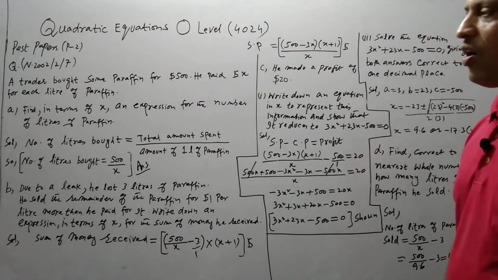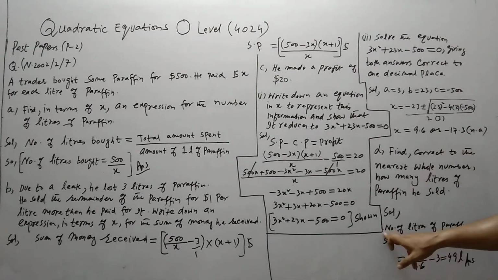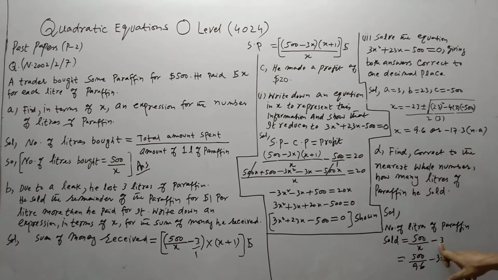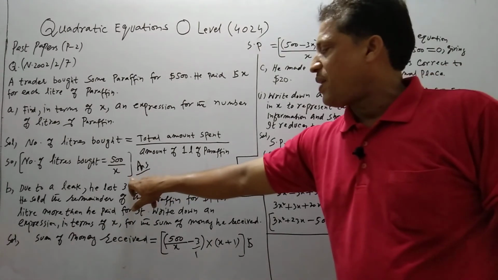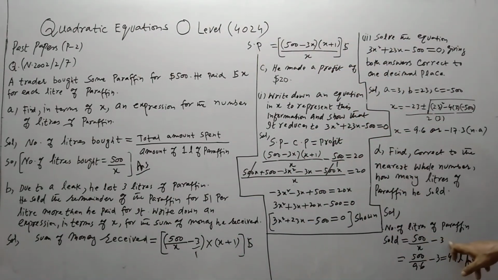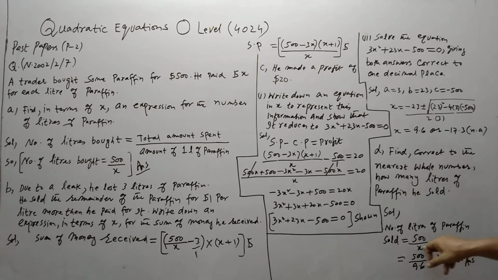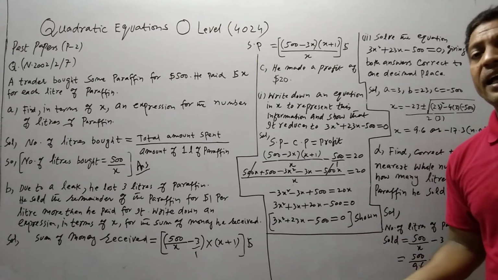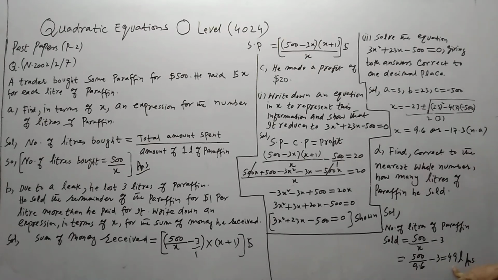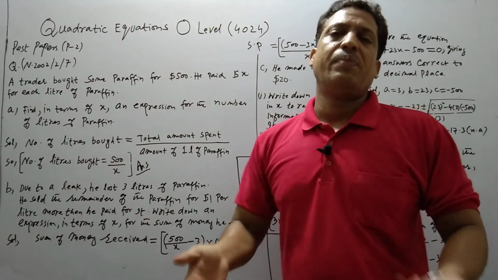The remainder of the number of liters bought is the number of liters of paraffin sold: 500 upon x minus 3. Why minus 3? Because 3 liters of paraffin is lost. So 500 upon x minus 3. What is the value of x? 9.6. We cannot take minus 17.3. It's a senseless value for this part. So 500 upon 9.6 minus 3. If you calculate this and round off using a scientific calculator, you will get 49. So 49 liters, with a small l, is the answer. So how many liters of paraffin did he sell? He sold 49 liters. It's a great application of quadratic equations.